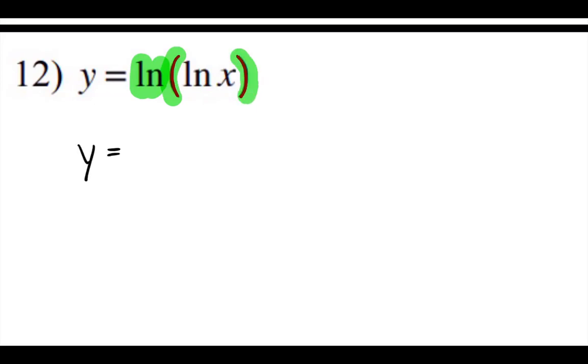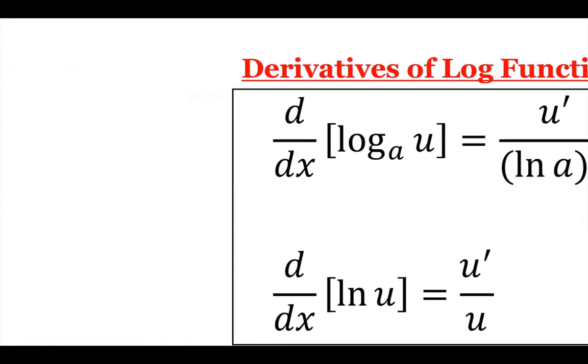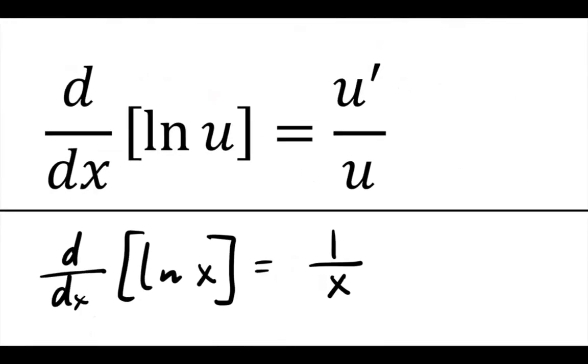Anytime I have a natural log of something, it's going to be 1 over x, right? So let's go back here. So natural log is the derivative of what's inside, the derivative of that over itself. This one can get confusing, so I left it for last.